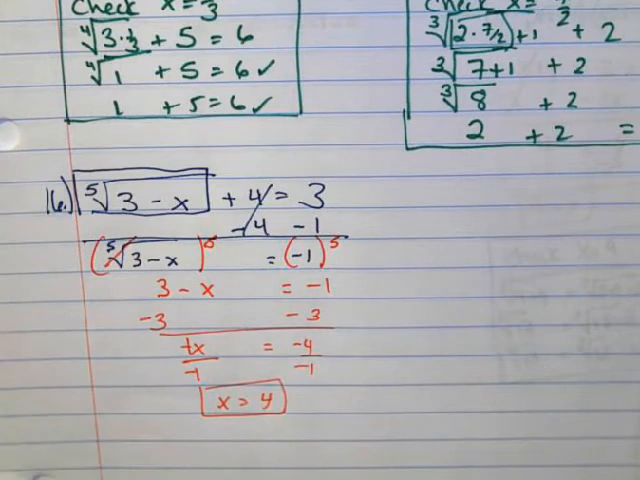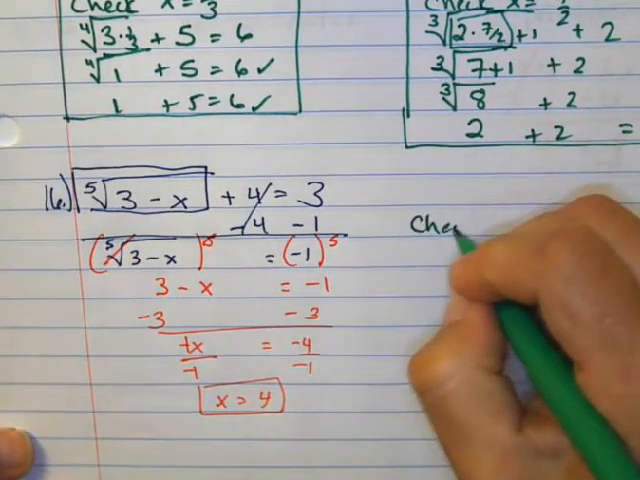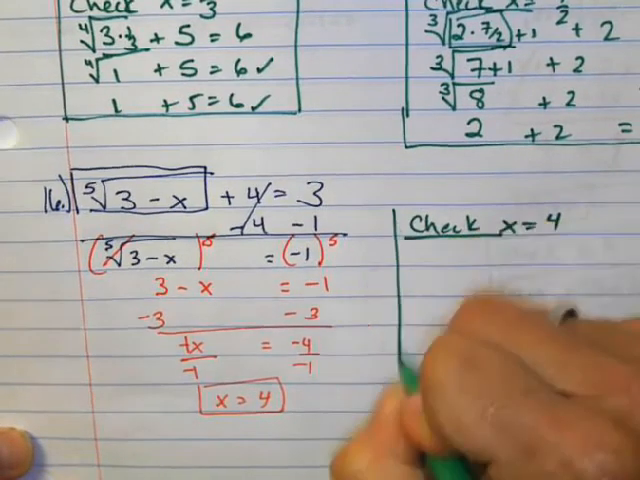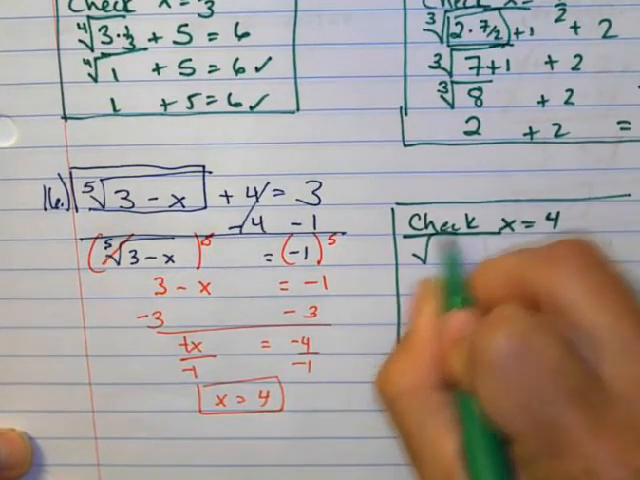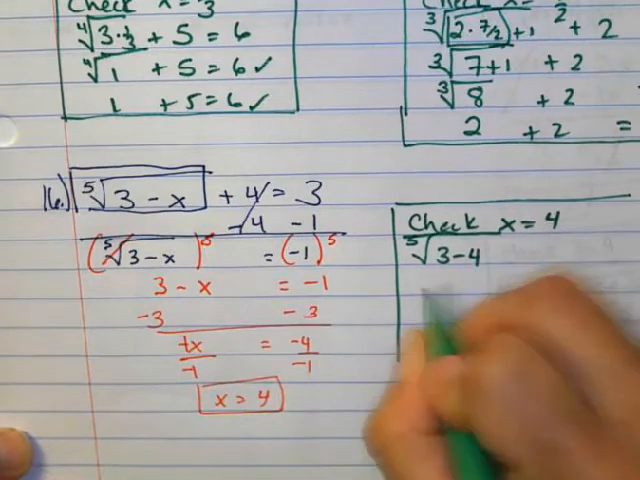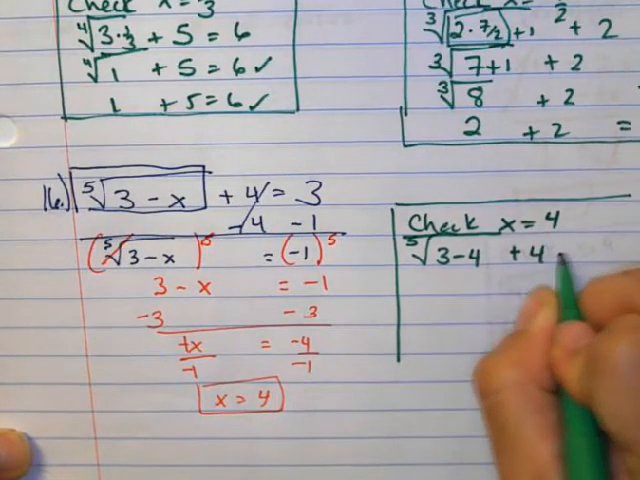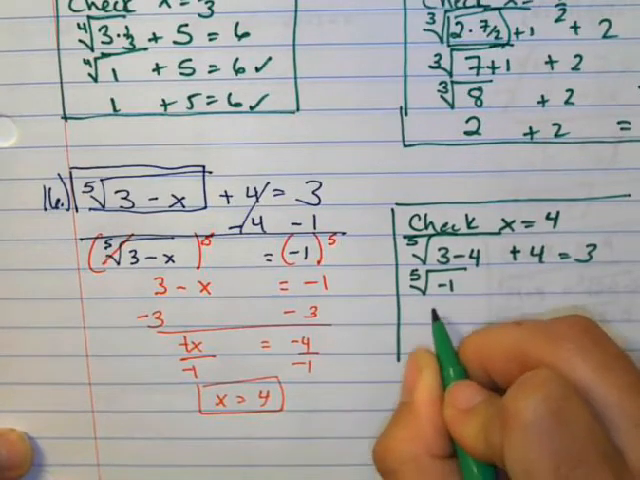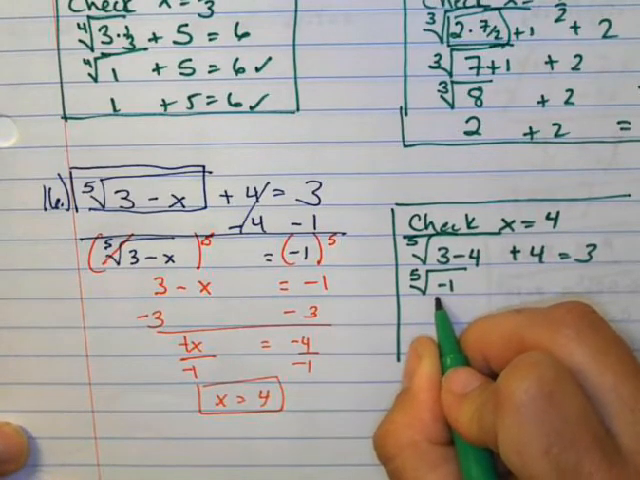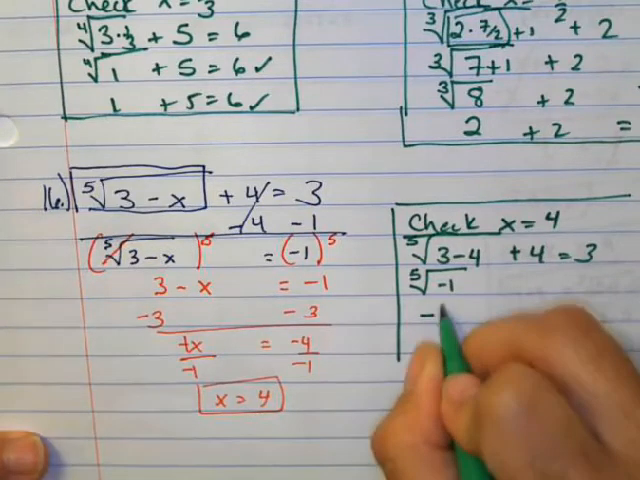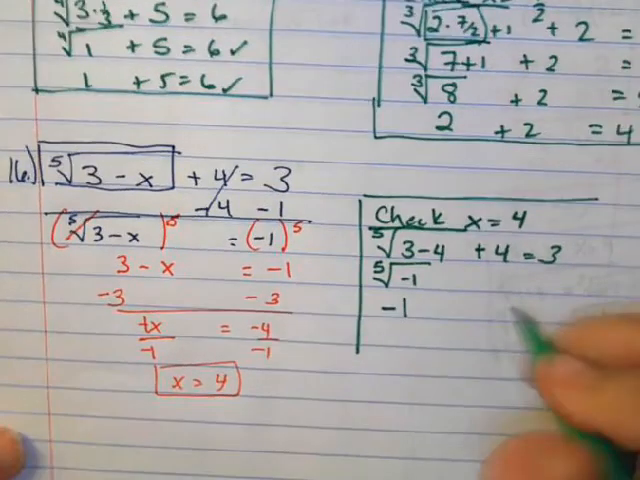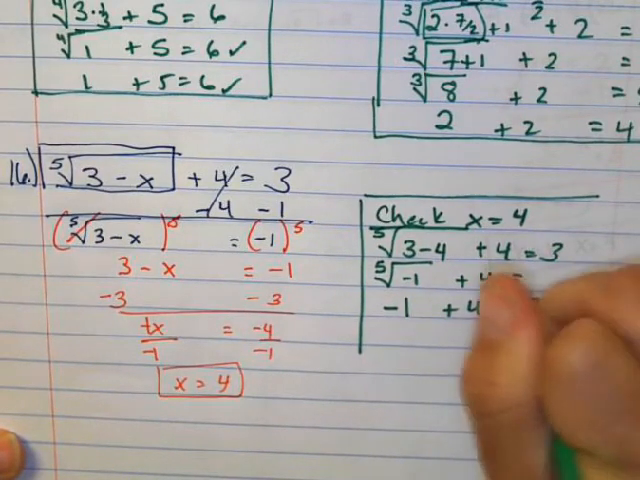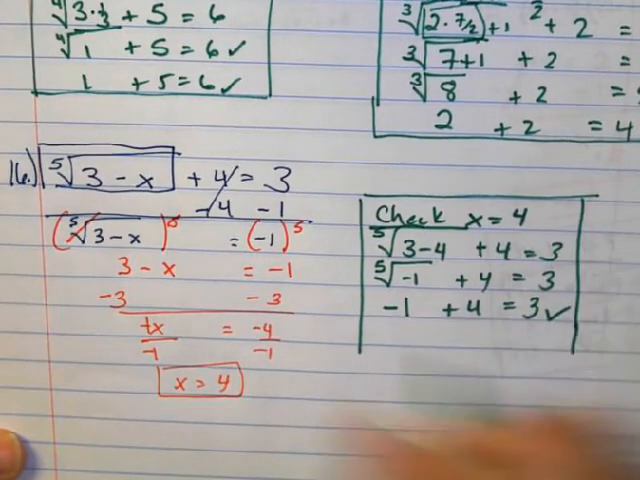All right, let's check. Going back to my original equation, plugging in 4. Fifth root of 3 minus 4. Fifth root of 3 minus 4 is the fifth root of negative 1. You can take an odd root of a negative number because it's a negative number multiplied an odd amount of times. So the fifth root of negative 1 is negative 1. Negative 1 plus 4 is 3. So this also checks out.